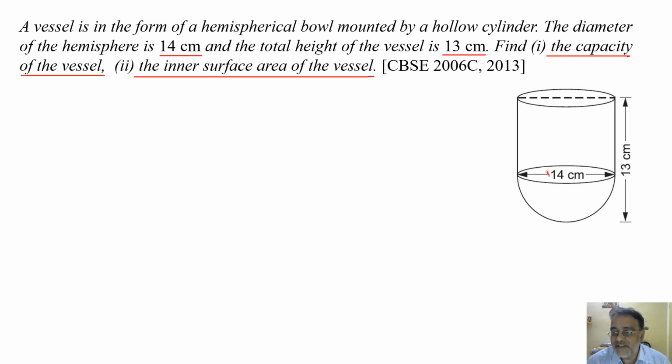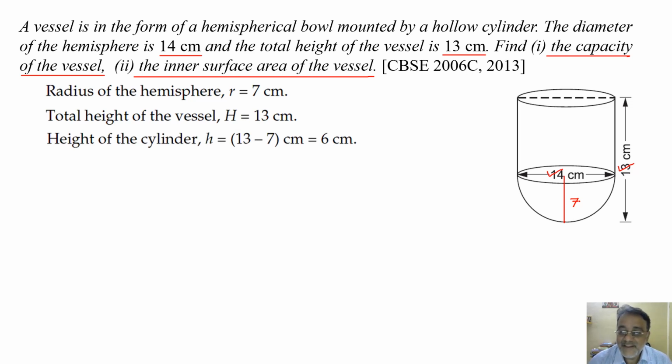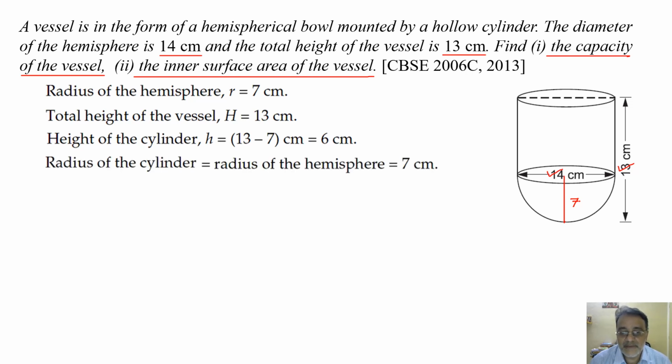Diameter is given 14 centimeters, so radius will be 7, and the total height of the vessel is given 13. So height of the cylindrical part will be, देखो यहाँ से यहाँ तक 7 होगा, so height of the cylindrical part will be 13 minus 7, that is 6 centimeter, and radius of cylinder and radius of hemisphere both are same, that is 7 centimeter.